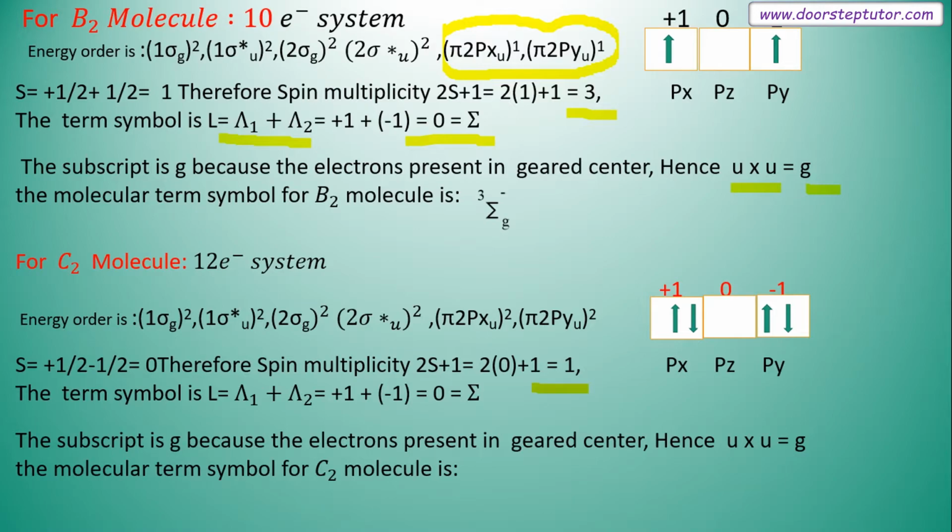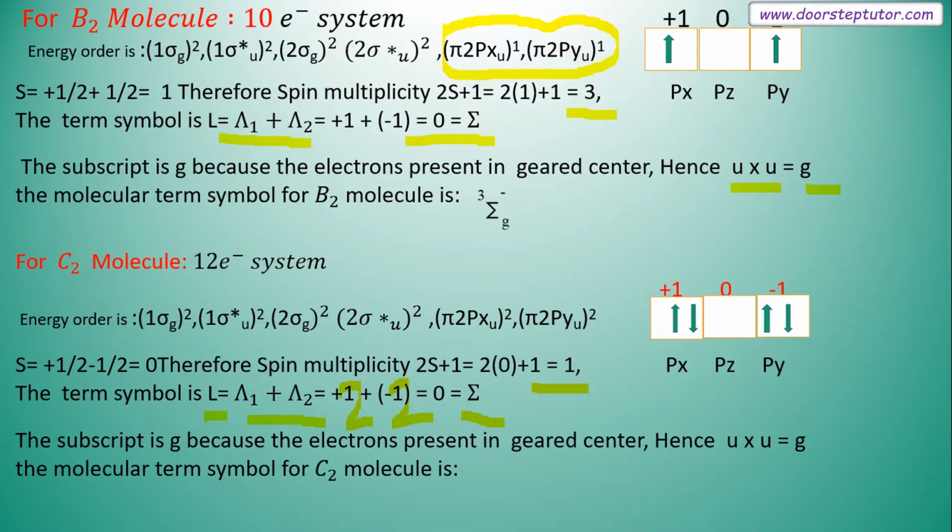So the term symbol: L is equal to lambda 1 plus lambda 2. That is plus 2 minus 2, students. This is plus 2 and this is minus 2. So plus 2 minus 2 is equal to 0, because plus 1 plus 1 is plus 2 and minus 1 minus 1 is minus 2. So lambda 1 is plus 2 and lambda 2 is minus 2. Therefore plus 2 minus 2 is equal to 0. Then the term symbol is sigma only.